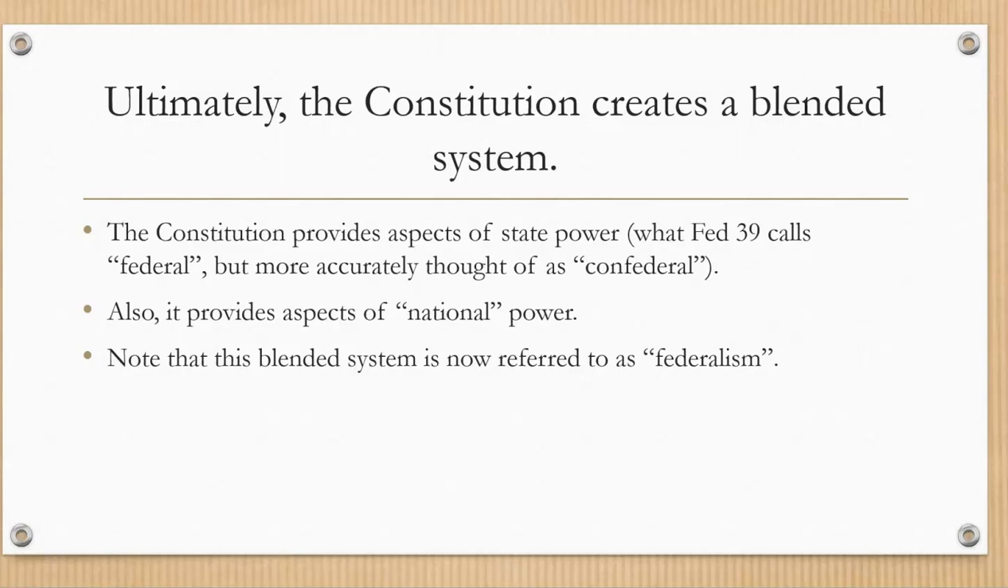This blended system that includes elements of both national level authority and state level authority is now what we call federalism. So when you hear the term federalism now, what we mean is that approach to government where both the national and the state level governments exercise power and authority in their specific areas.